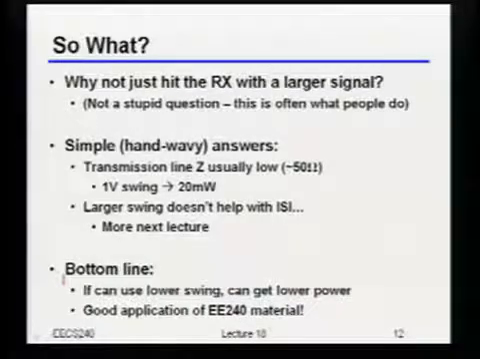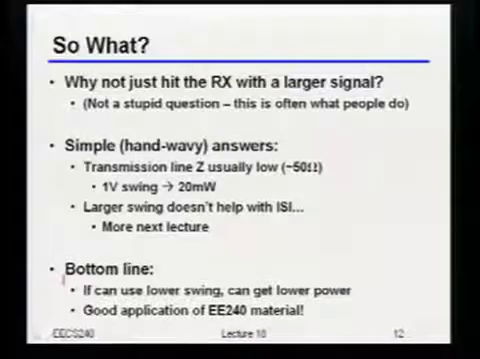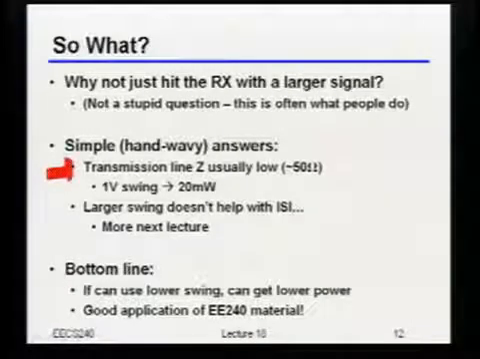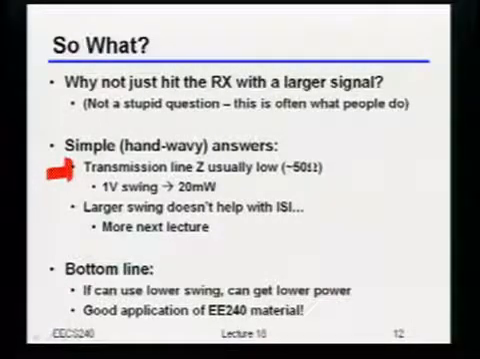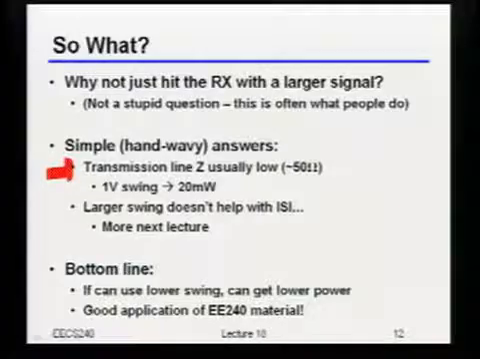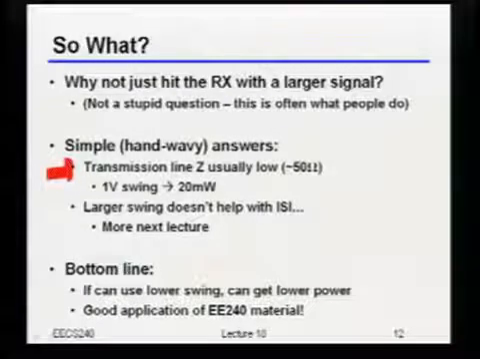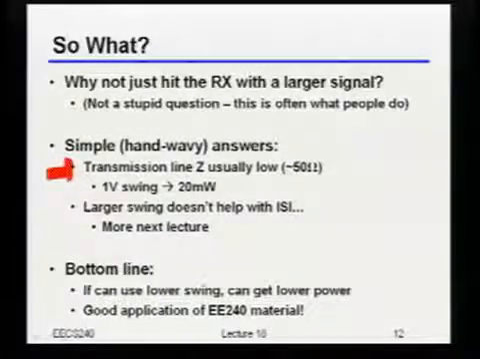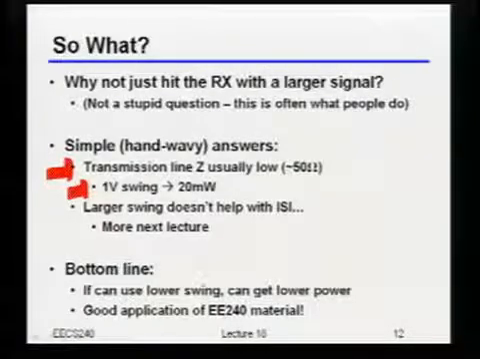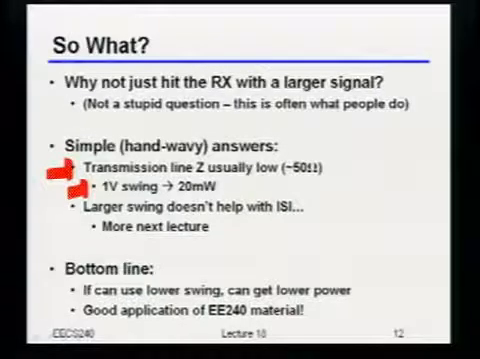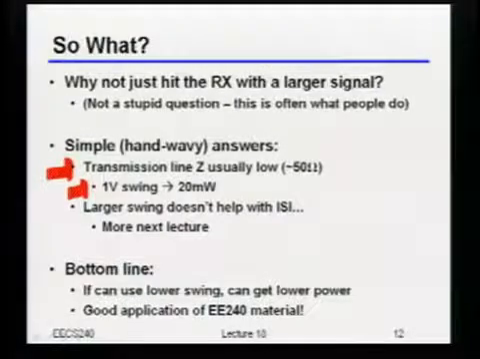The first thing is that the impedance of our transmission lines is usually pretty low. If you guys remember, I said it's usually about 50 ohms. Remember, low impedance means that if you want big voltage swings, you need a lot of current. As an example, if I wanted to do a 1 volt swing on 50 ohms, that's going to take me about 20 milliwatts. And I'm going to claim that oftentimes that's just too much.